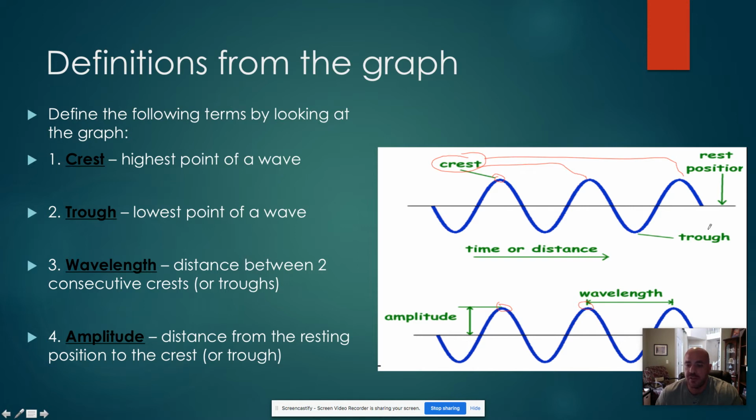And if we look at the next word, trough, it's the opposite. It's the bottom or the lowest point of a wave. Pretty easy if you look at the picture and just remember crest top, trough bottom, and you're good.